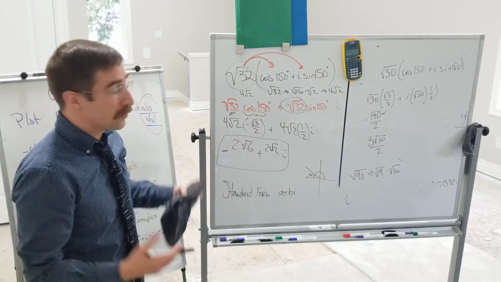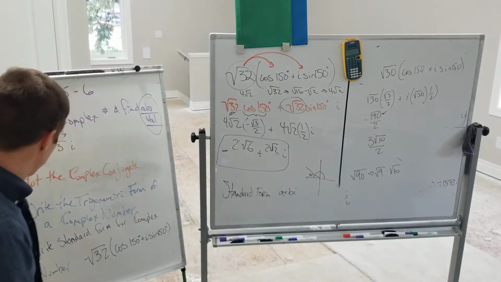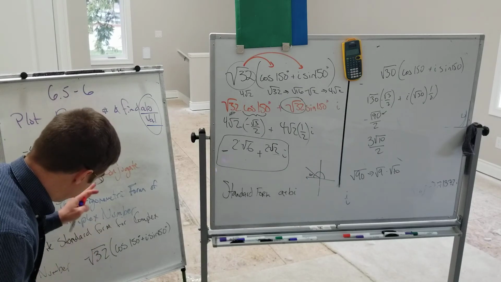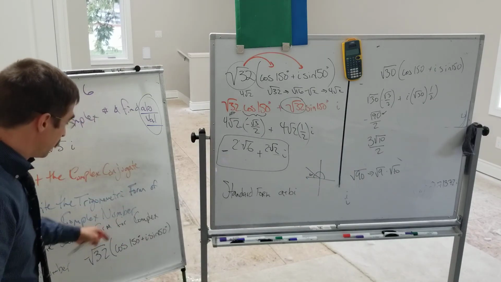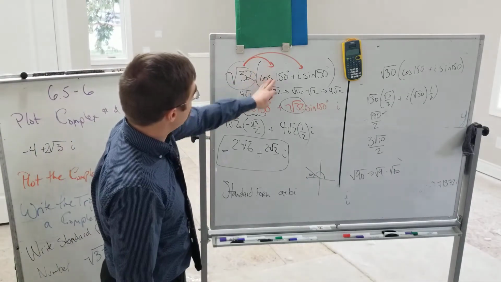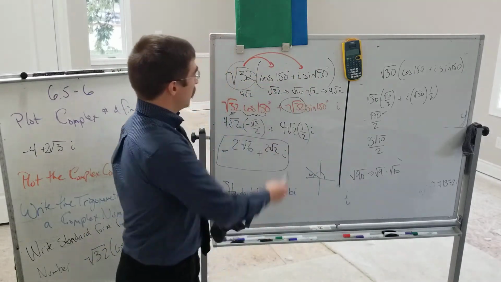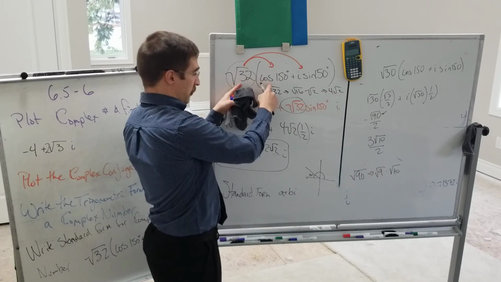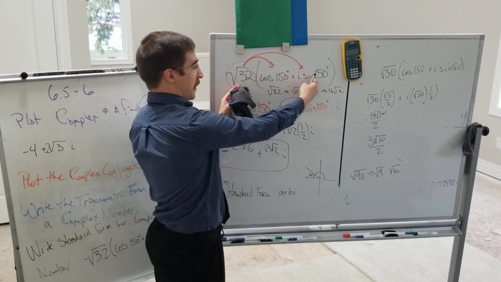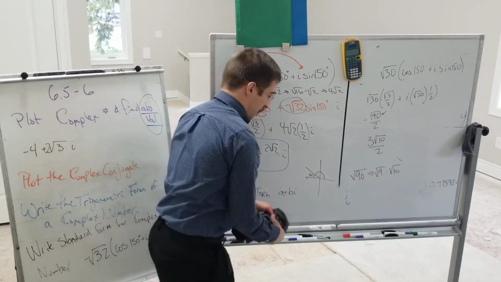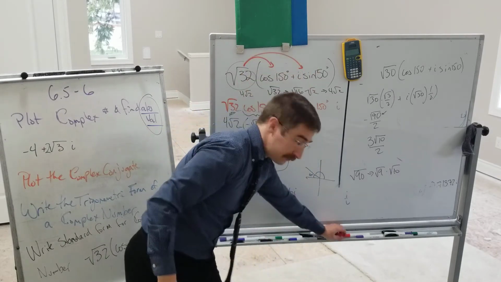Hopefully it's still helpful. The big idea going from trigonometric form to standard form is you multiply through by that modulus and just simplify from there. Where this piece, this times the cosine gives you your real part, this times the I sine gives you your imaginary part.